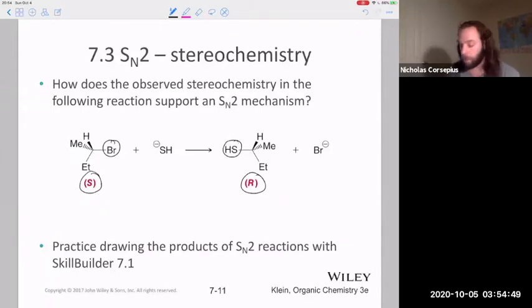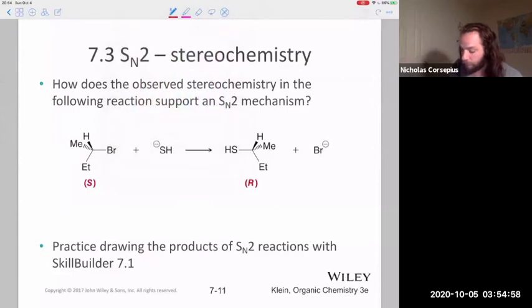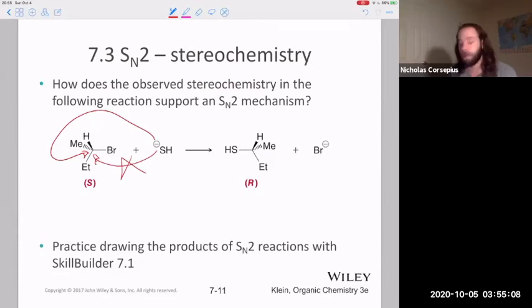Nonetheless, this is what we call a stereoselective reaction, because only one of the stereoisomers is produced. And the reason is that when your nucleophile attacks, it has to attack from the back, right? It can't go over and hit this front side here because the bromine's in the way. So you're going to have what's called an inversion.